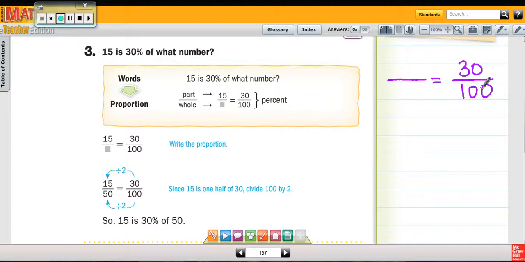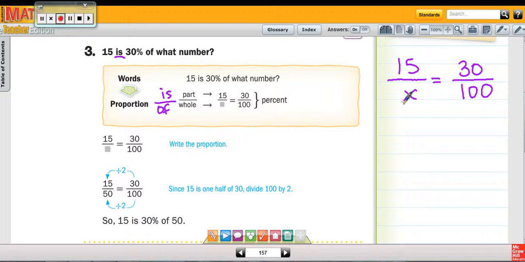Here's the trickiest part. What's my other piece of information in the problem? Autumn? 15. Is 15 the is, the of, the part, or the whole? The part. The part also means is, right? And whole means of. It means the same thing. So it said 15 is, it's the part. So 15 has to go here. Now, this is our missing value, we'll call it X, right?